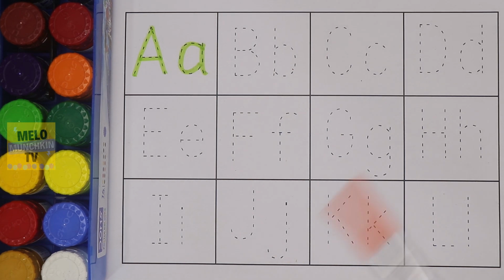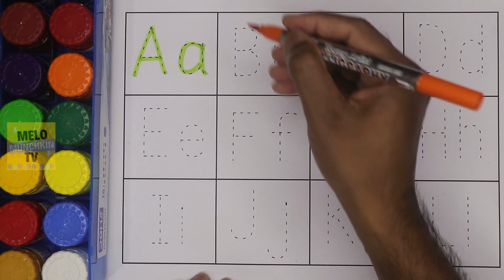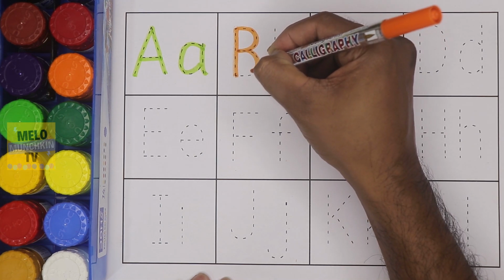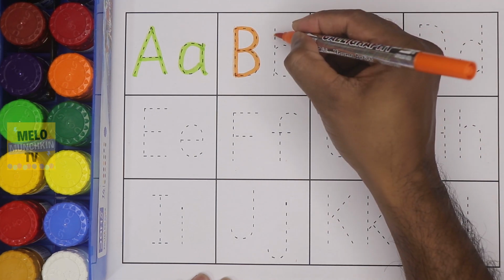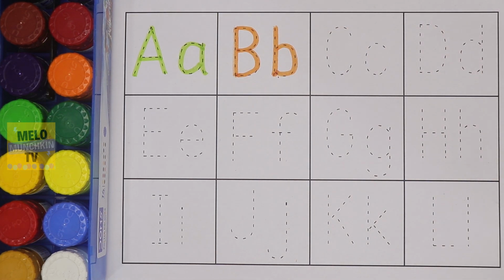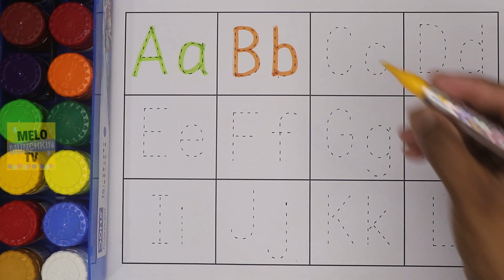Next I'll take orange color and write the letter B. This is capital letter B. B for ball. This is small letter B. B for ball.